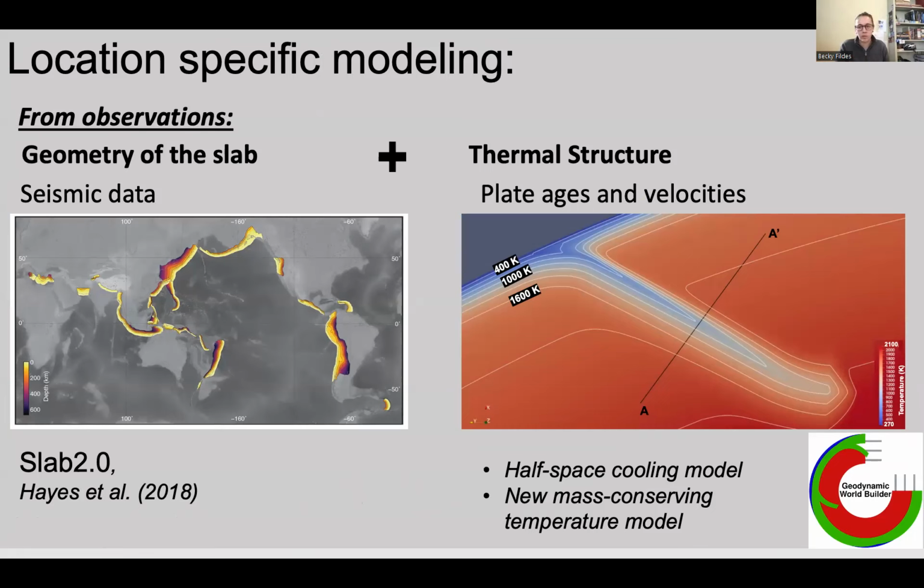And for the geometry of the slab, we can use the Slab 2.0 data shown over here on the left, where the color field shows depth to slab extending from the trenches. And we have that from seismic data. And then we can use observed plate ages and velocities to inform our thermal structure. So I use a half-space cooling model for the plates at the surface, and then a newer mass-conserving temperature model that Magali has been implementing in World Builder for the slab. And so in this way, we can take our general model setup with the rheology and phase transitions that we want, and then tailor it to a specific location that we want to look at for its deep earthquake activity.